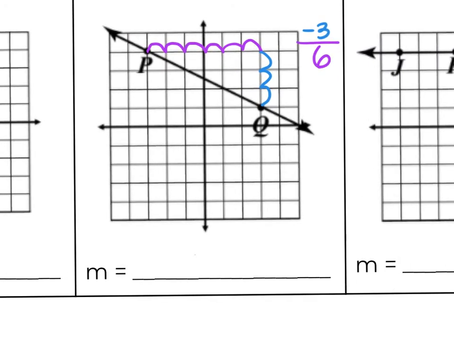So not simplest form though, right? So Caden, what's simplest form of negative 3 over 6? Negative 1/2. Or 0.5, either way.